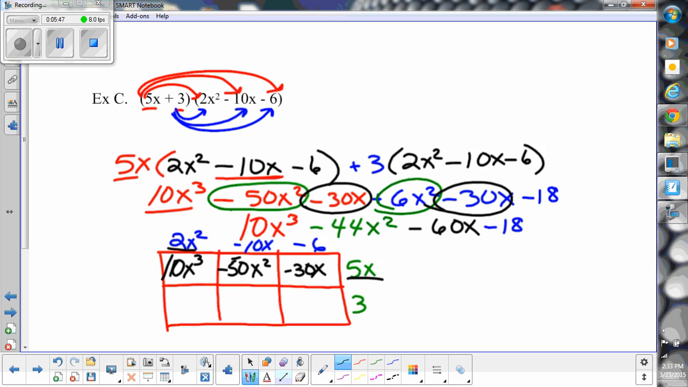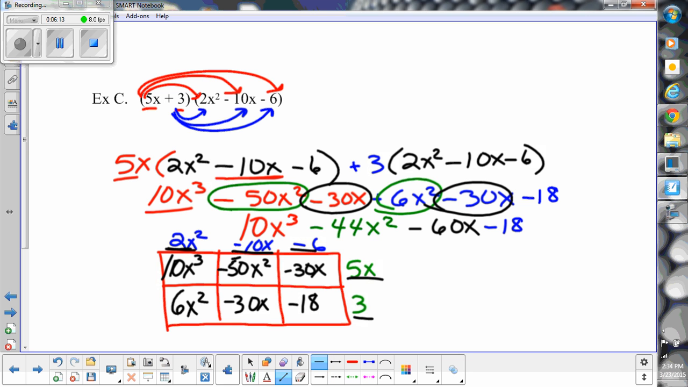In our second row, we're multiplying our negative 2x times 3, which is 6x squared. Let's try that again. We have negative 10x times 3, which is negative 30x. And we have negative 6 times 3, which is negative 18.